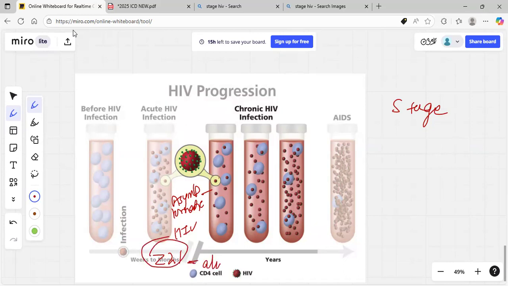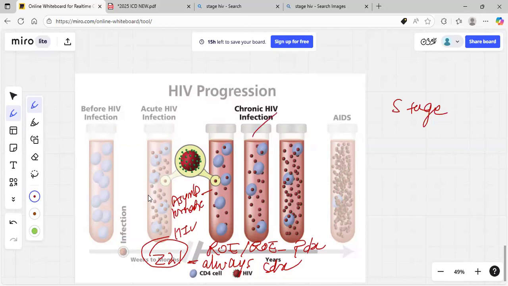And the Z21 code will always be used as a secondary diagnosis. We cannot use Z21 as a primary diagnosis. In cases of asymptomatic HIV, our reason for the admission or the reason for the encounter will be our primary diagnosis. We have to use asymptomatic HIV as a secondary diagnosis.